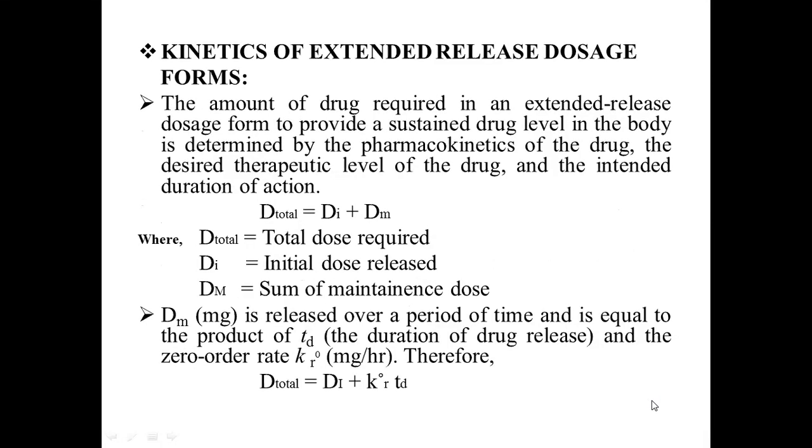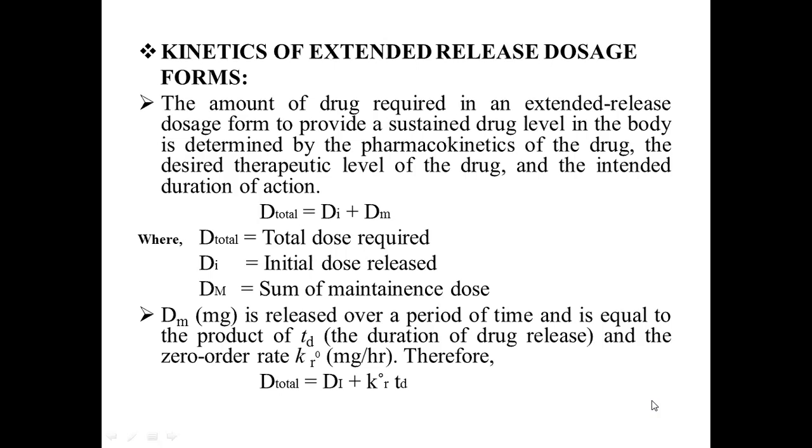Kinetics of extended release dosage form. The amount of drug required in an extended release dosage form to provide a sustained drug level in the body is determined by the pharmacokinetics of the drug, the desired therapeutic level of the drug, and the intended duration of action. For designing the extended release dosage form, the amount of drug is required to maintain the therapeutic level for a prolonged period of time. The pharmacokinetics of the drug is studied to get the desired therapeutic level in this formula.